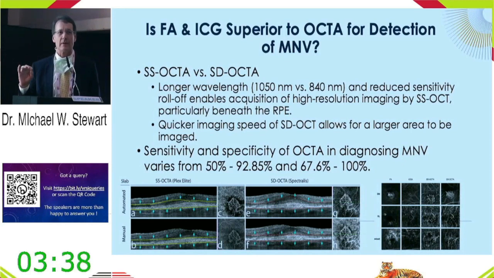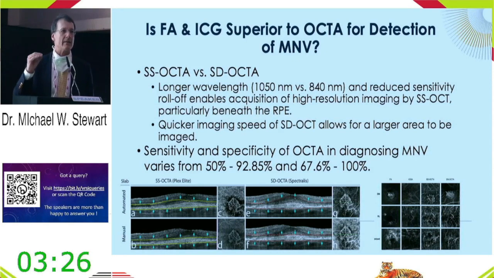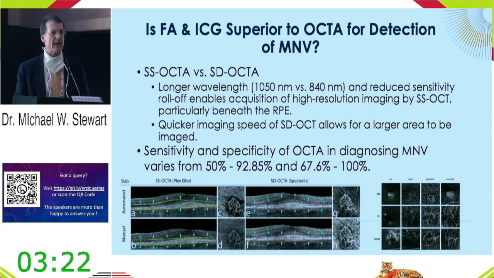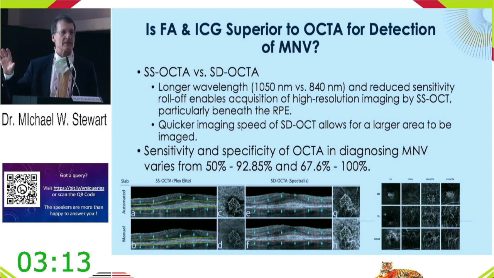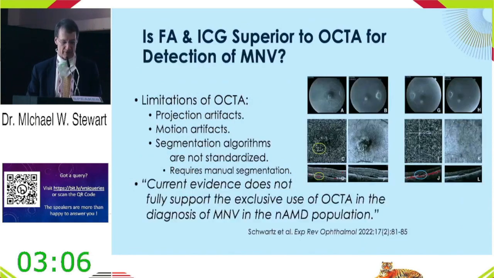There's no doubt that OCTA has made a big impact in our field. The different machines will give us slightly different information. Depending on location of the lesion, they'll give us different scanning speeds. But when you look at, in totality, what is our ability to diagnose macular neovascularization with OCTA, there's quite a variability in terms of our sensitivity and specificity. And so it is not as good as gold standard, which is dye-based angiography.